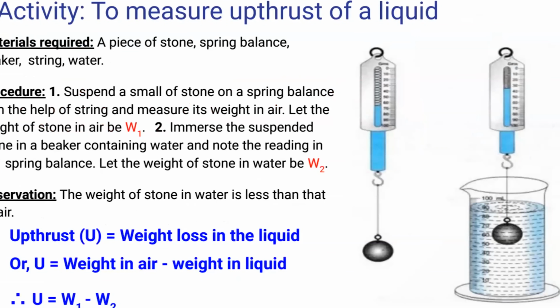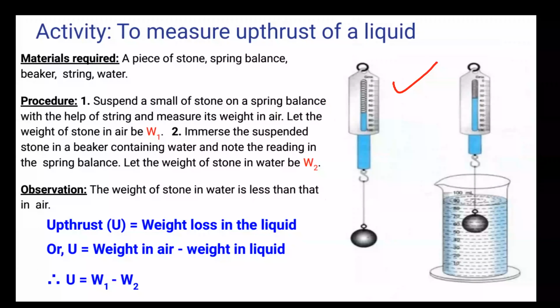So experimentally, how can we measure or find the upthrust of a liquid? To know the upthrust of any given liquid, when a particular object is immersed in it, we can carry out some activity or experiment, where we need a measuring device called a spring balance. By this we can measure or find out the upthrust given by the liquid.